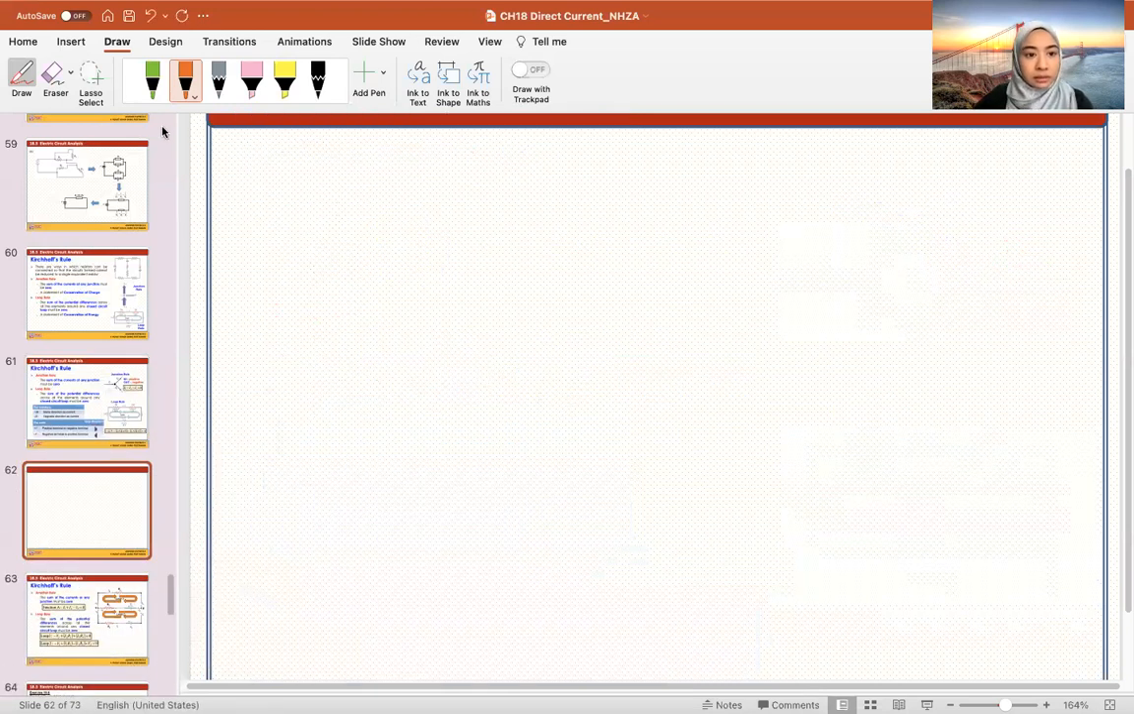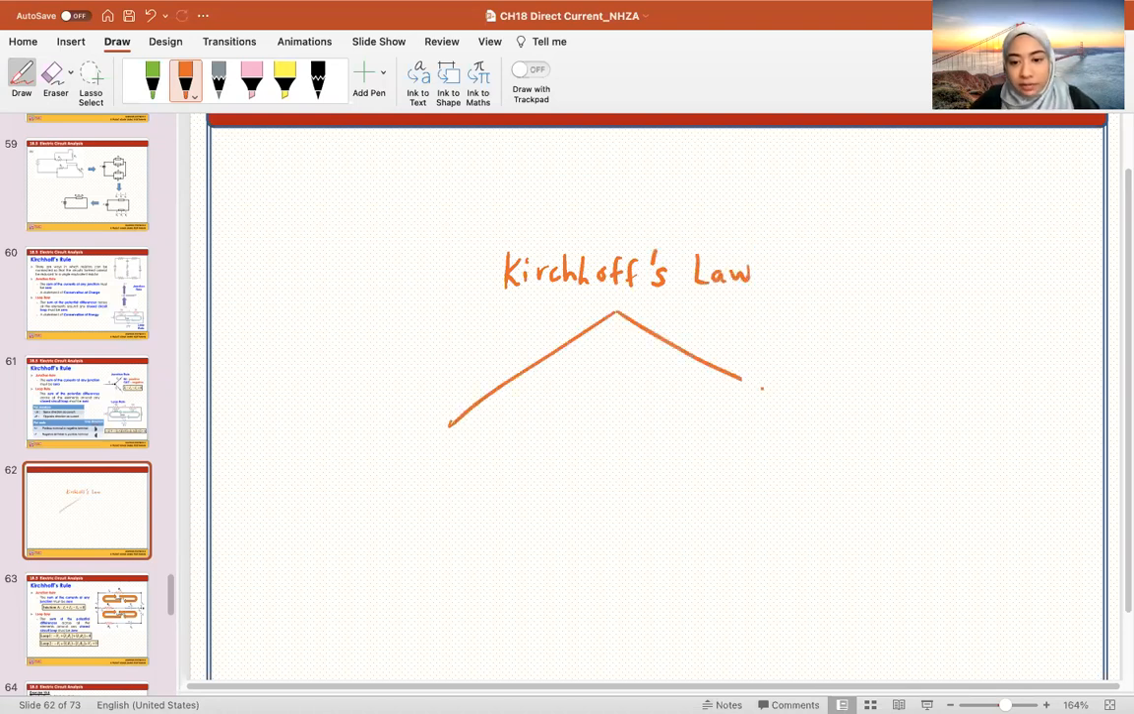This slide. So we have learned about Kirchhoff's, ada double H, is it? Yeah, there's a double H. Kirchhoff's law or rule. Okay, sama je. So there it's divided into two. The first one is junction rule. And the second one is loop rule. Okay, this is just a recap, okay?